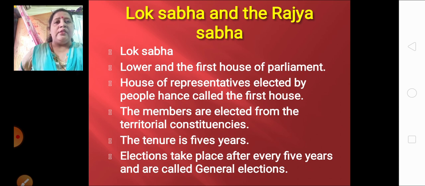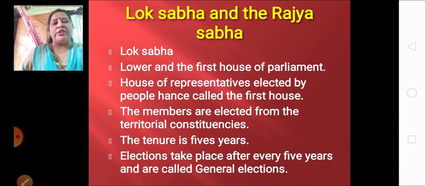As I told you, the members over here are elected from the territorial constituencies. Just now we have seen Maharashtra, where 48 seats are available. So from territorial constituencies, the members are elected. And each member is here for 5 years. The tenure is 5 years. They will be members of the Lok Sabha for 5 years. Elections take place after every 5 years and are also called general elections of the parliament. What are these elections called? General elections of the parliament.